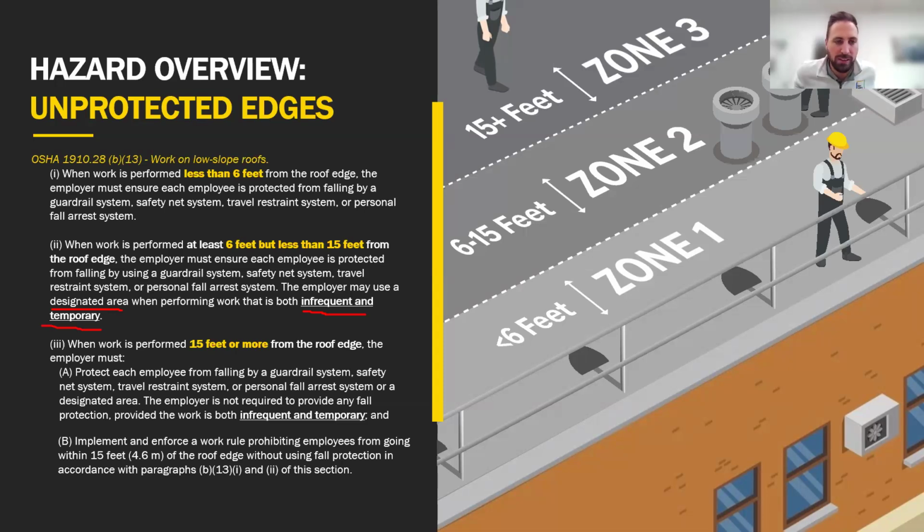So it's not good enough. The key word here is enforce, implement and enforce. So it's not good enough to just say, hey guys, you have a 15-foot rule, so be careful up there. And you got a bunch of units within 15 feet of the roof edge that they have to go work on. Oh, well, we told you not to do it. Well, it's impossible for me to do my job while following that work rule. That's an unenforceable work rule.